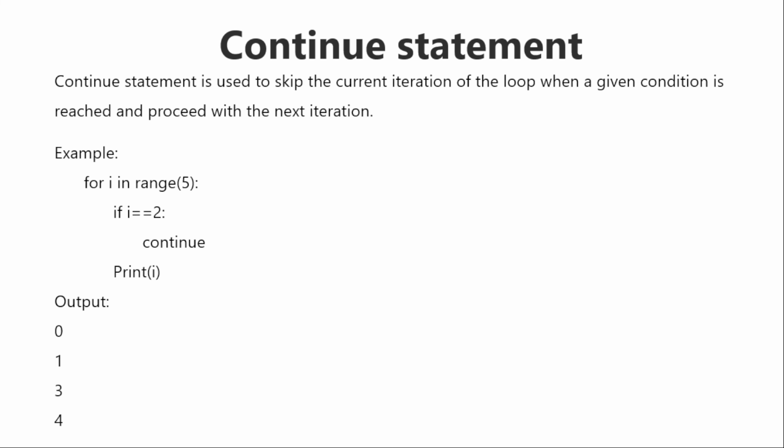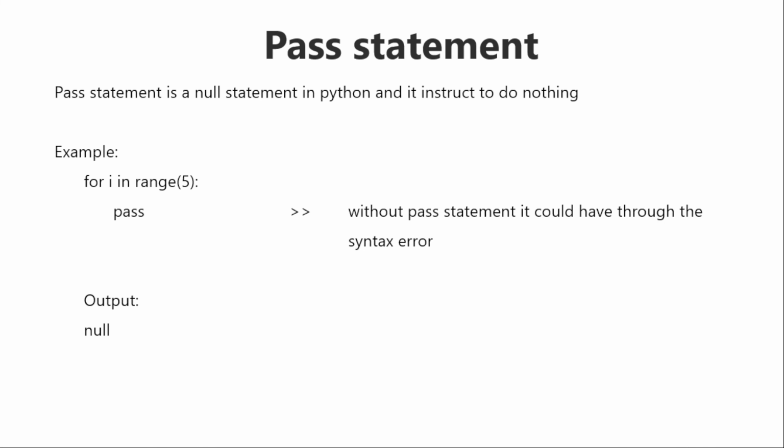Now let us move on with the third statement, which is known as the pass statement. The pass statement is a null statement in Python and it instructs to do nothing. So for i in range of 5, if you add a pass statement, it doesn't do anything. Without the pass statement, it would have thrown a syntax error. To maintain the syntax, we use the pass statement.